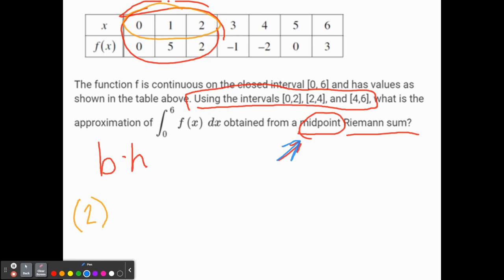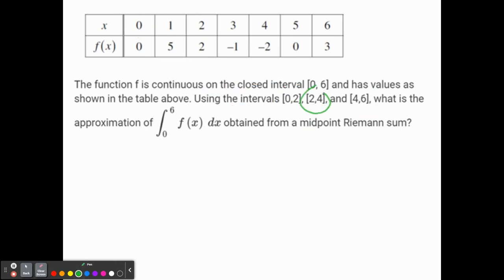Now, in this table, you can see we have our midpoint, which is 1. The exact midpoint between 0 and 2 is 1, right? So the height of this rectangle is going to be 5. So the first rectangle for my Riemann sum that comes from the interval 0 to 2 is 10. So let's move to the next one.